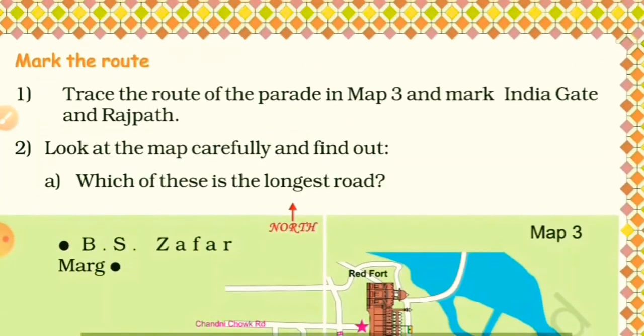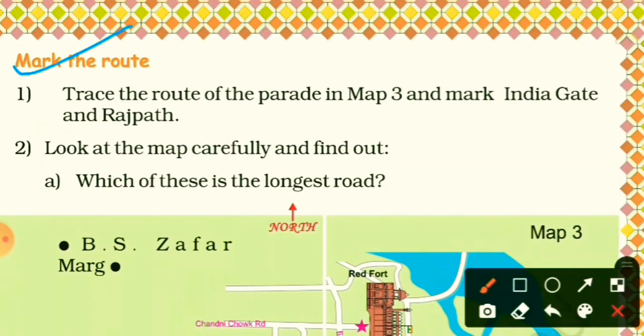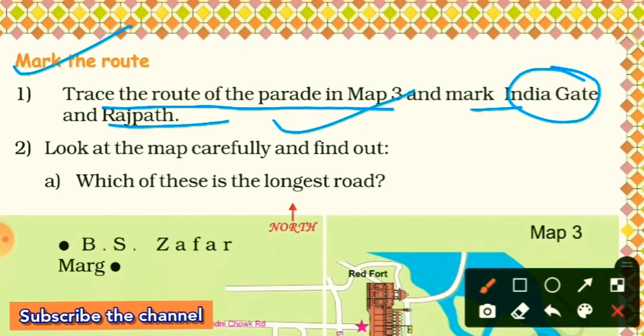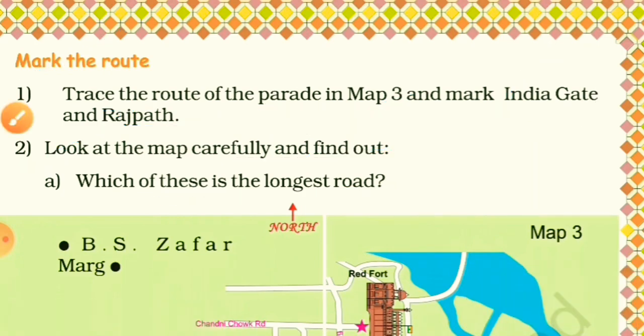on the map. Before that, here we have a question: Mark the route. Okay, we will definitely mark it. Trace the route of the parade in Map 3 and mark India Gate and Rajpath. And the second is: look at the map carefully and find out which of these is the longest road. Okay, we will also find the longest road.